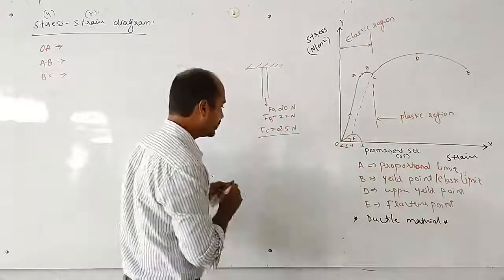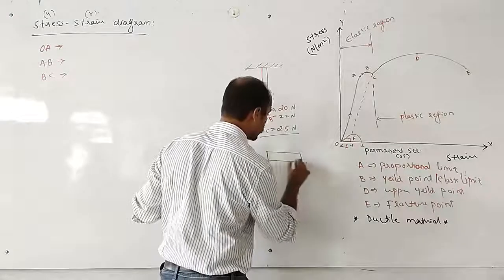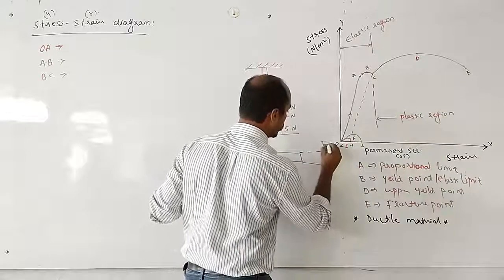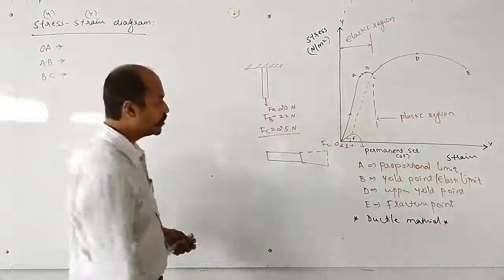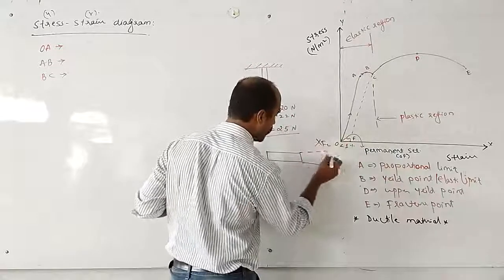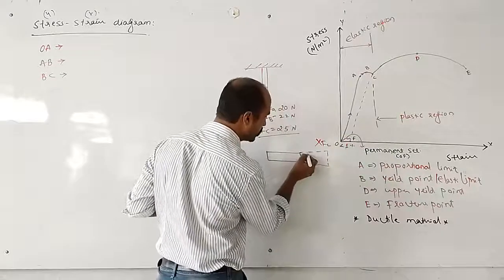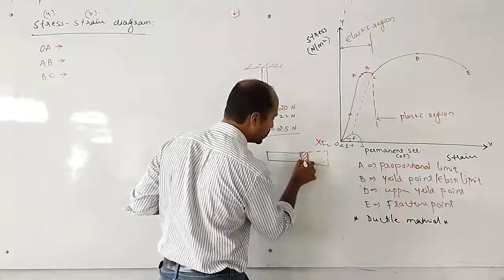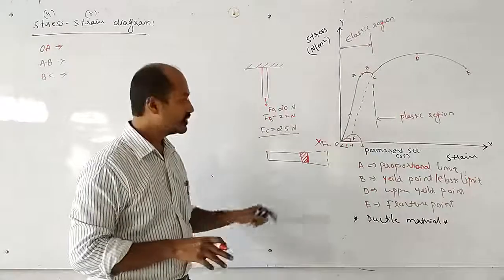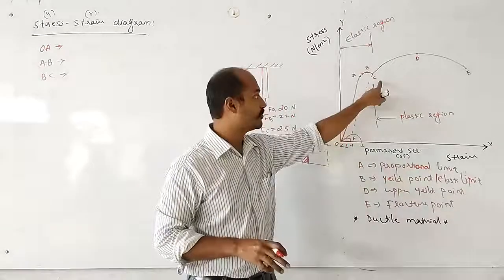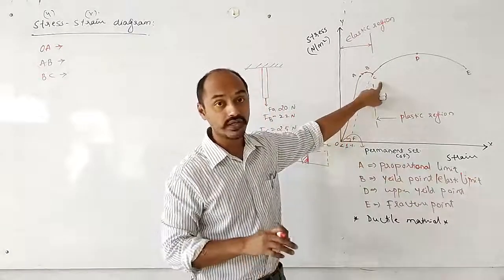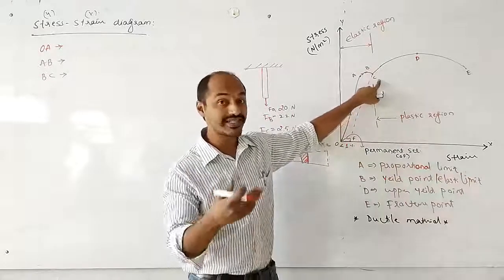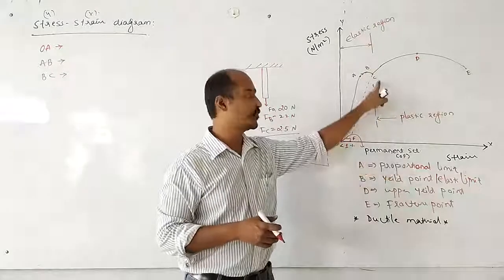Initial length was this much, and the new force is applied and it reached here. If I remove this FC force now, actually it should come back here, but it does not. So this thing, whatever I am getting here, is called the permanent set. This permanent set is obtained at the force FC. So this is called the permanent set force FC.